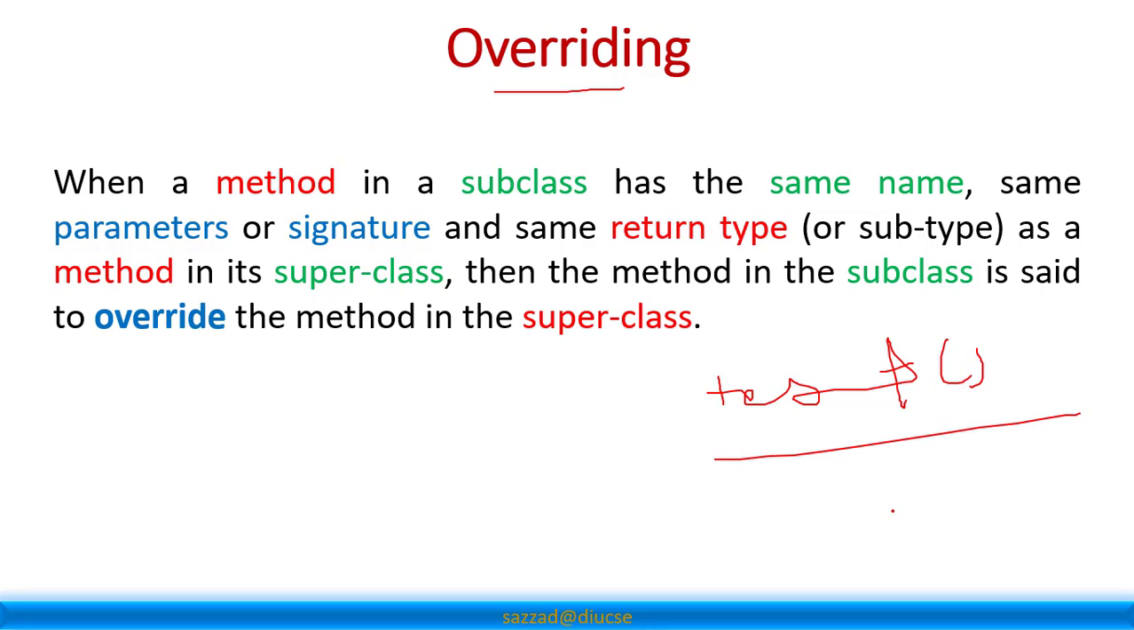If we create another method in the child class with the same name, like in our Mango class, if we put a test method with the same name and same parameter, then it will be called overriding, because we are actually overriding the test method from the parent class. So that's what is called overriding. We can simply explain it with the help of an example. So let us see an example.